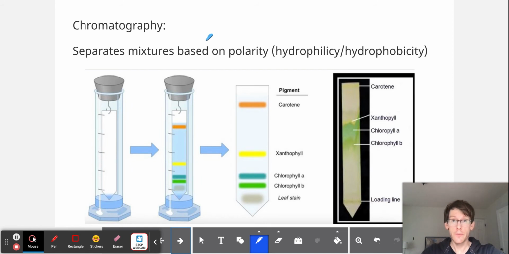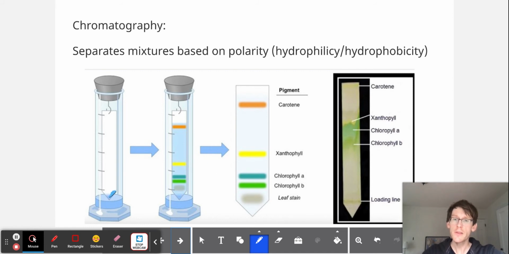Next is chromatography, which separates mixtures based on their polarity. Now, polarity is something that we'll cover later in this course, but you may understand the concept of hydrophilicity and hydrophobicity. So, if something is hydrophilic, it likes water. If something is hydrophobic, it does not like water. An example of something that's hydrophobic would be oil, and you know that oil and water do not mix well. But water mixes well with a lot of other things that are hydrophilic, like for example, alcohol and salt.